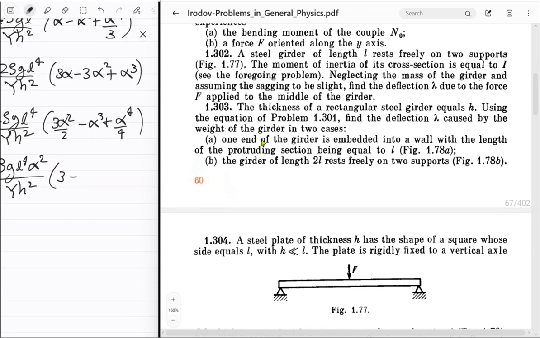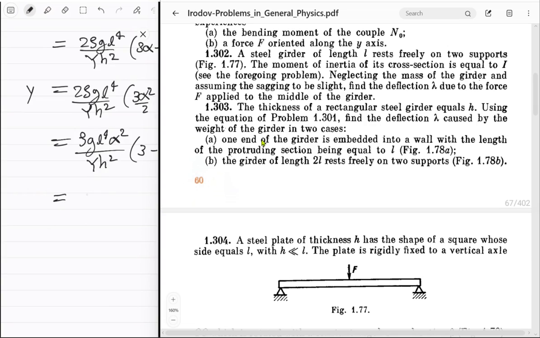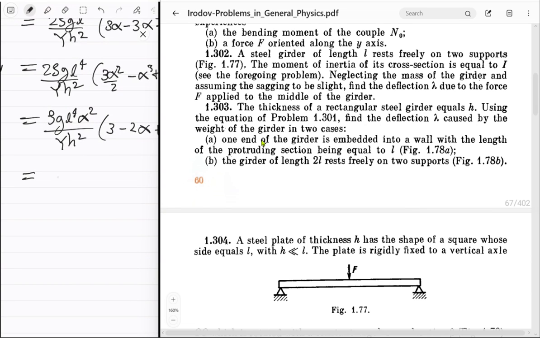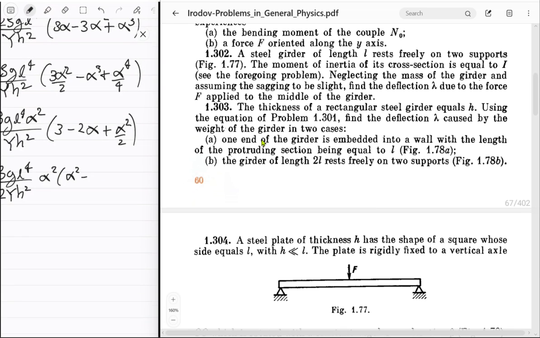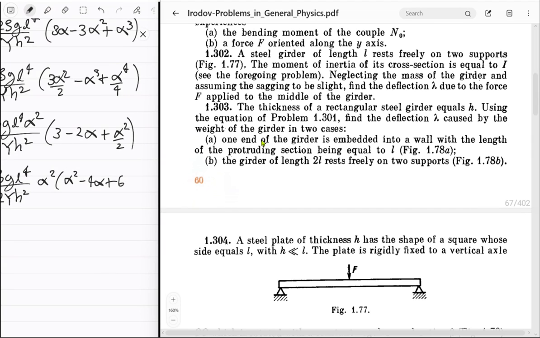That's like 3, and then minus that alpha, so just 2 alpha, and then plus alpha squared upon 2 or something. So this will be like what? You can write it like this then, actually: rho g L power 4 upon 2 Young's modulus h squared, and then you've got alpha squared minus 4 alpha plus 6. Looks familiar, doesn't it?